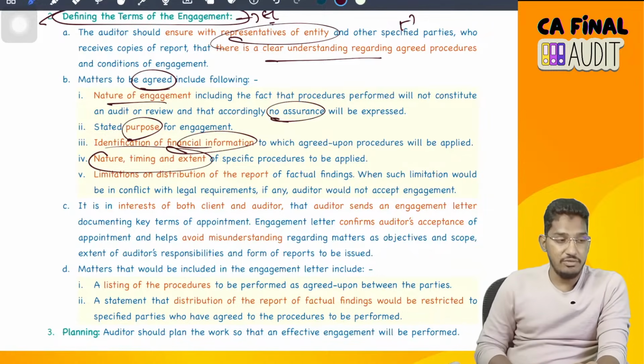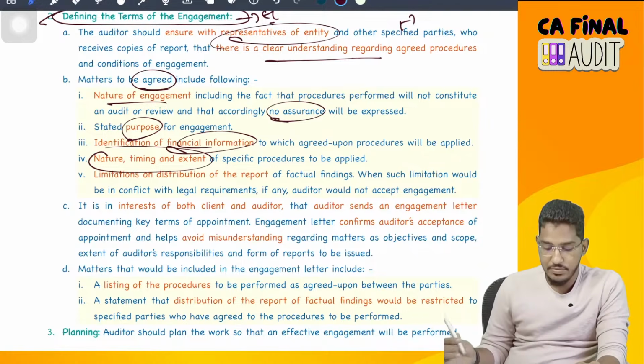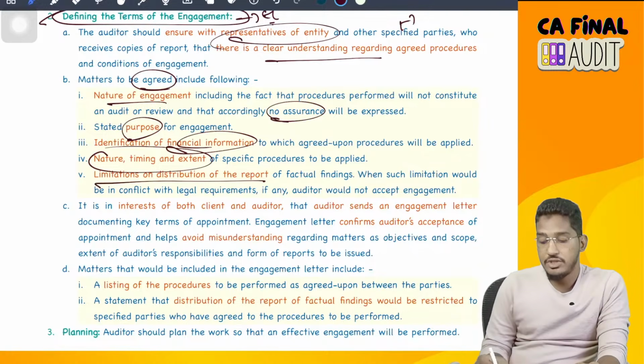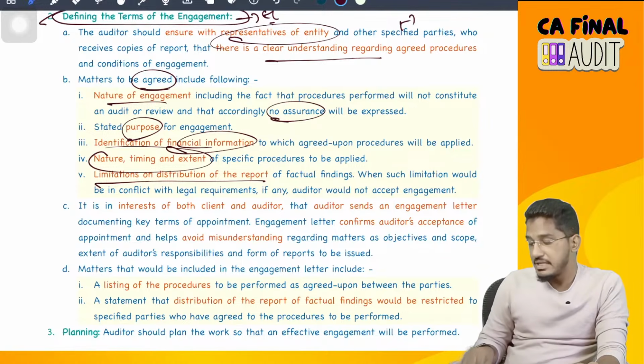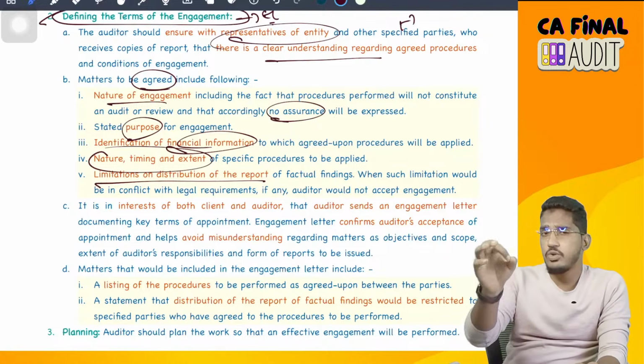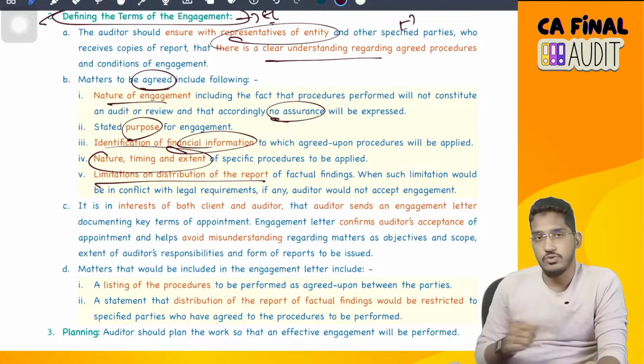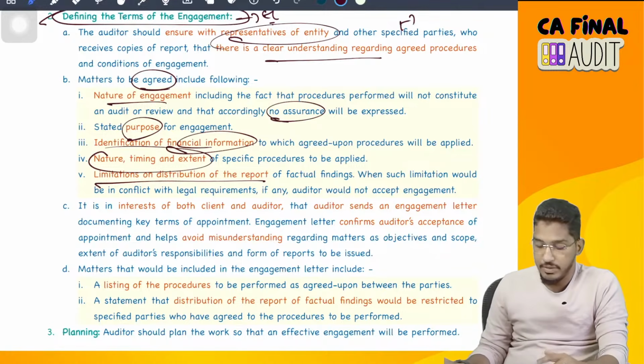What exact procedures you have to perform, you have to include it in the engagement letter itself. And also limitation on distribution of the report. For whose purpose is this report? Is this report for everybody, or will it go only to restricted persons? That also we have to include in the engagement letter.